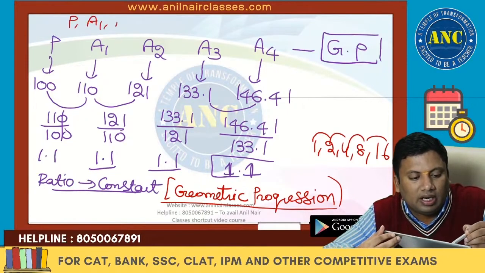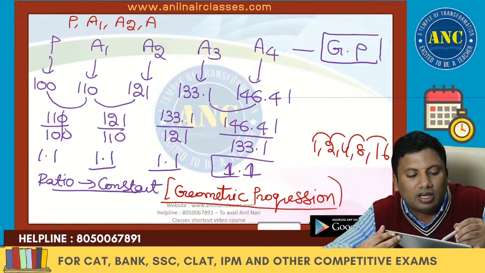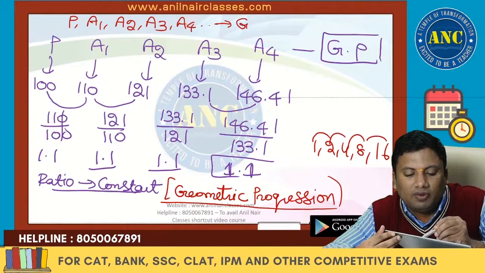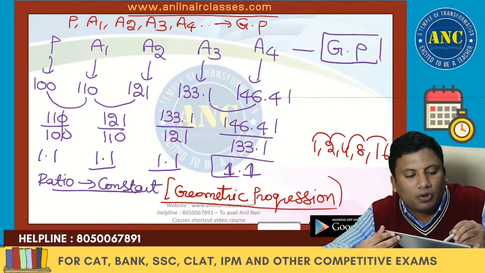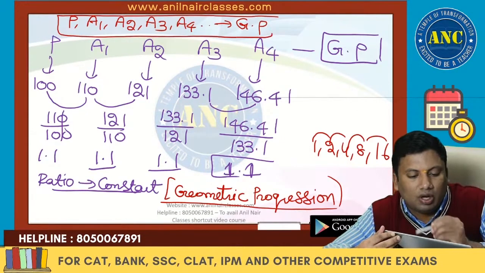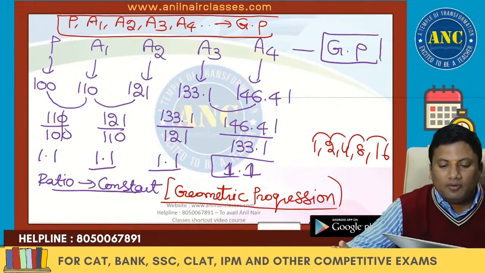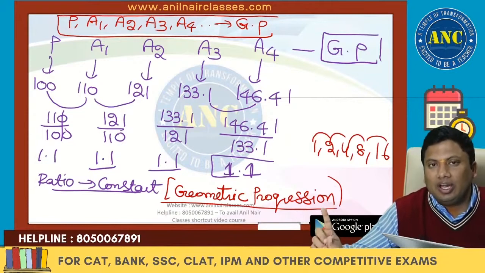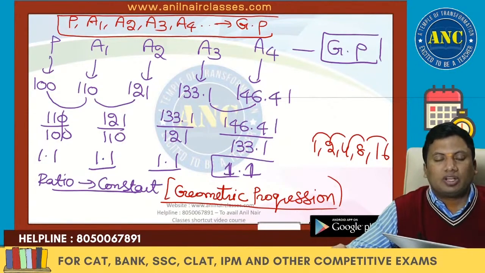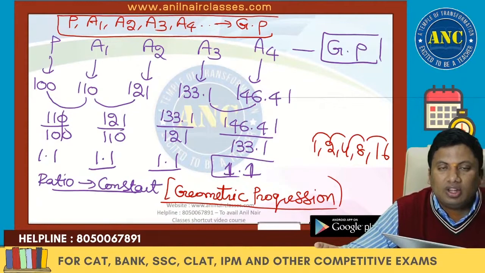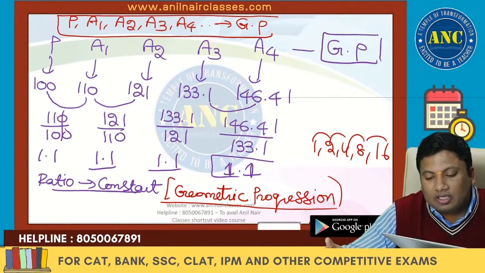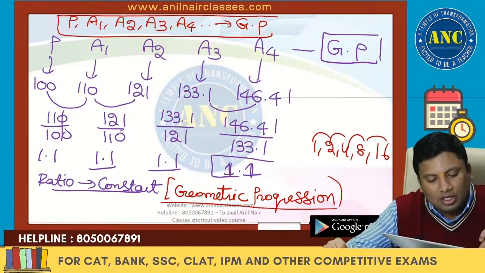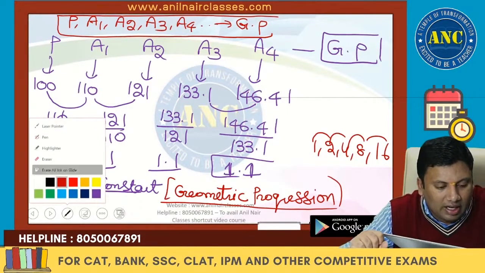Principal, amount at the end of first year, amount at the end of third year, amount at the end of fourth year. All these are in which progression? Geometric progression. Please write down. Whereas in case of simple interest, P, A1, A2, A3, A4 are in arithmetic progression. Simple interest follows arithmetic progression. Compound interest follows geometric progression. I hope the idea is clear.